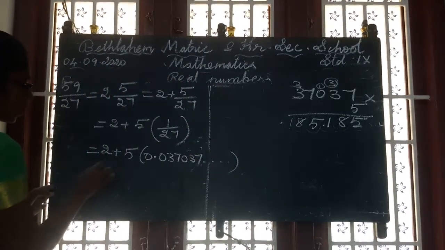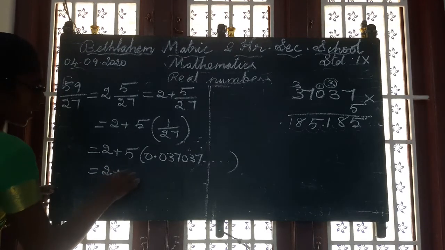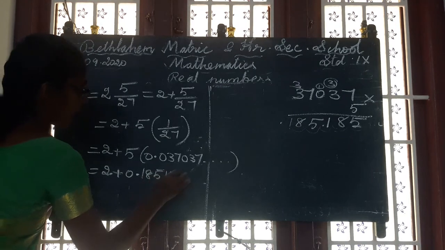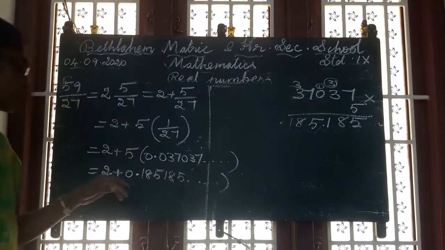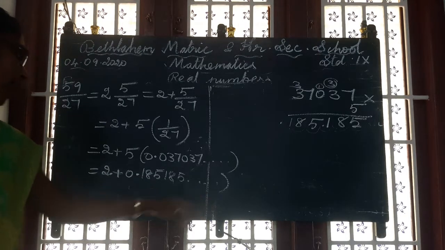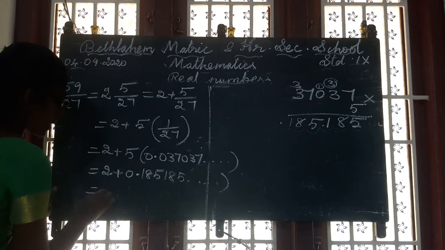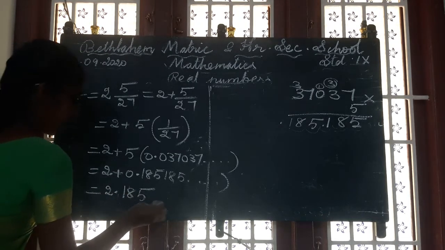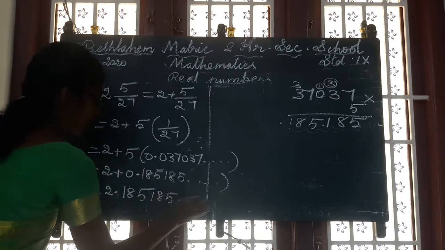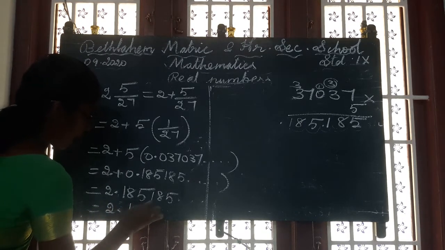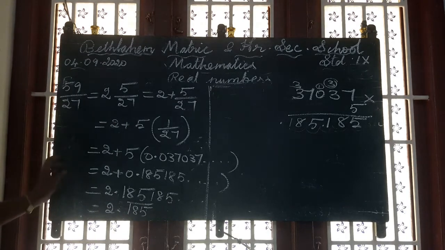So we can write 2 plus 0.185 etc. That is equal to 2.185 etc., or we can write 2.185 bar also.